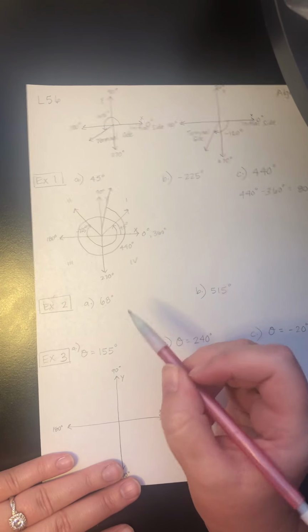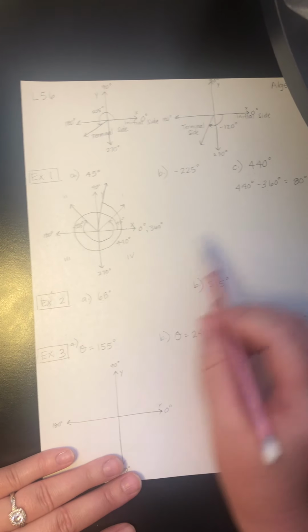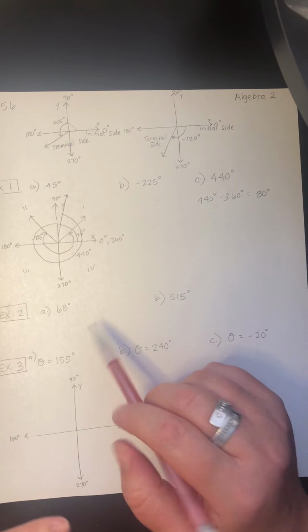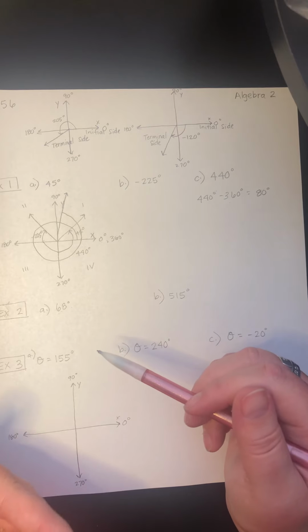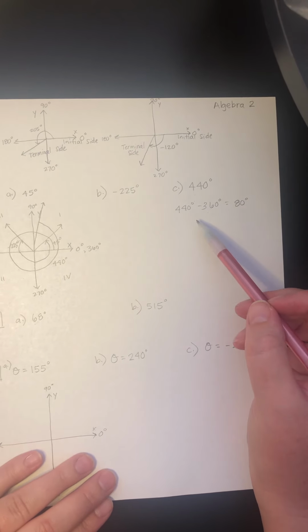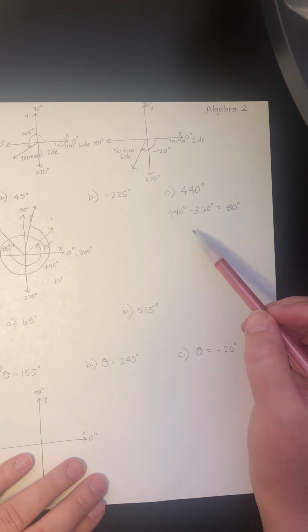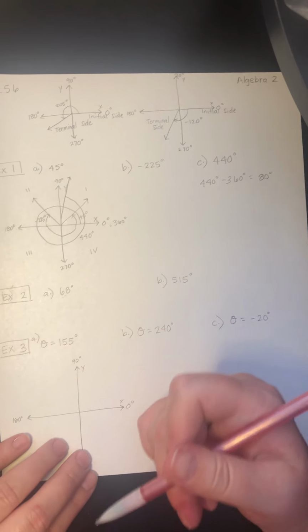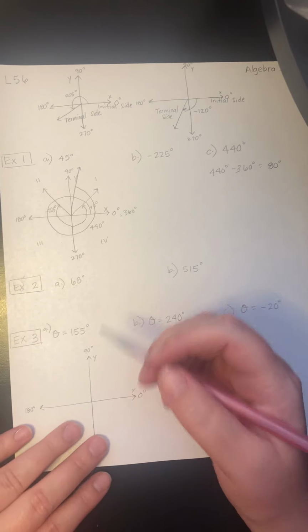There may be instances where you start with something like negative 440 degrees. If you want to have a positive coterminal angle, you're going to have to add 360, but you'd still be in the negative. You'd have to add 360 two times.